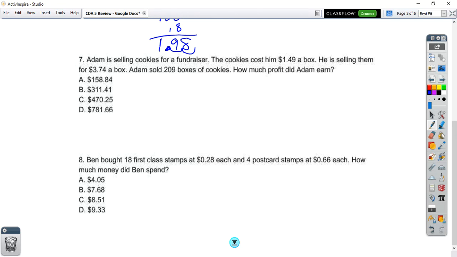Question 7. Adam is selling cookies for a fundraiser. Cookies cost him $1.49 a box. He's selling them for $3.74 a box. Adam sold 209 boxes of cookies. How much profit did he earn? So the thing you need to notice first is we're not looking for how much money did he make. It's how much profit. And the profit is how much money that he gets after he pays himself back. So that would be the difference of 374 and 149. So let's do 374 minus 149.